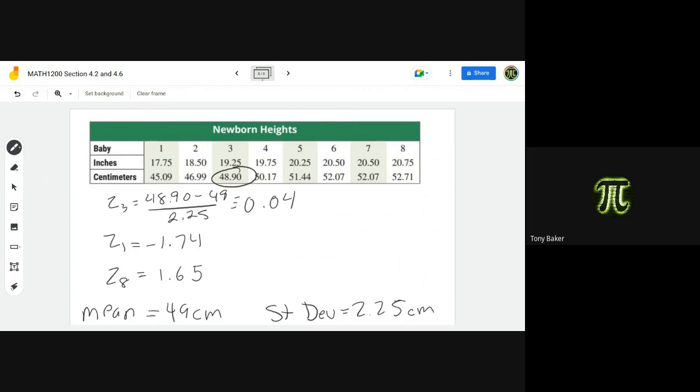Which baby is more extreme? Baby number 1. Their standard deviation is farther away from the mean. It's more negative, that's fine. It's just, but it's farther away. So that's a more extreme case.